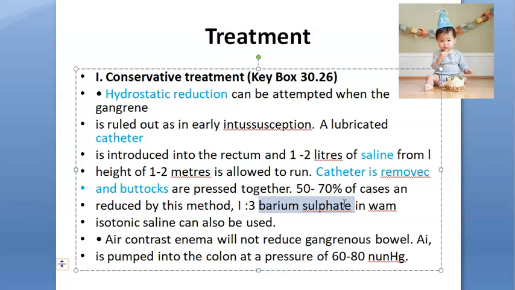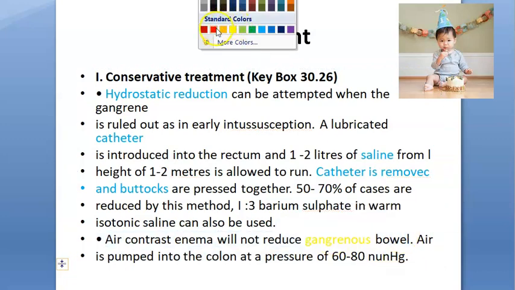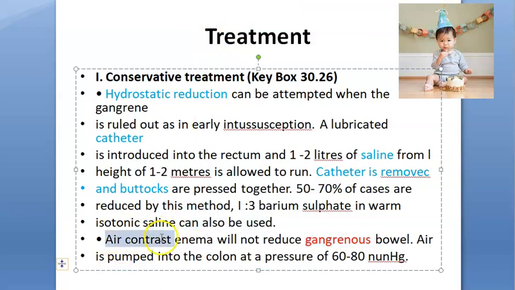Barium sulfate in warm, is it? Isotonic solution can be used. Some things have got cut here, isn't it? Air contrast enema will not reduce gangrenous bowel. So if there is gangrenous bowel, it will not reduce, obviously. Air contrast can cause more problem if it is gangrenous. Obviously, I feel like it can rupture, perforate.